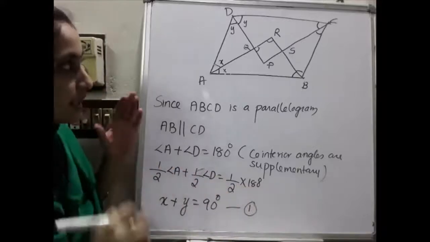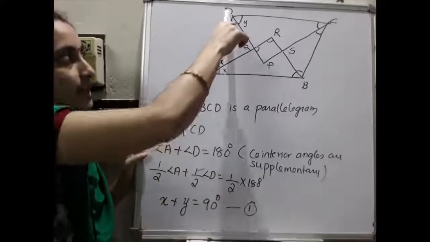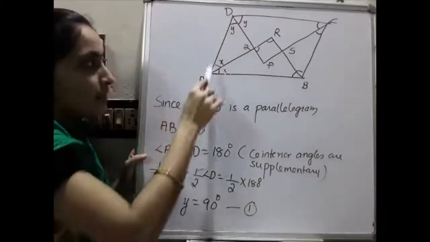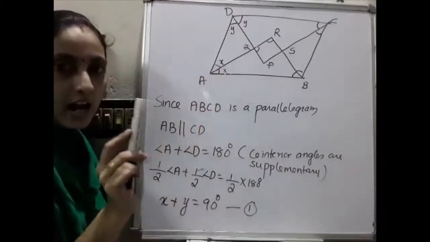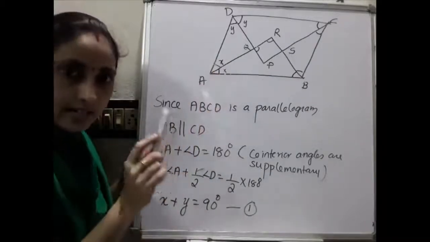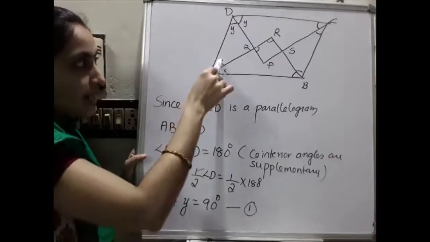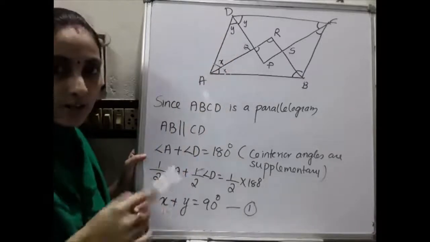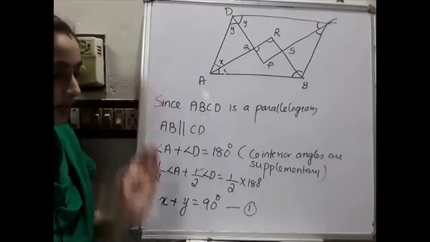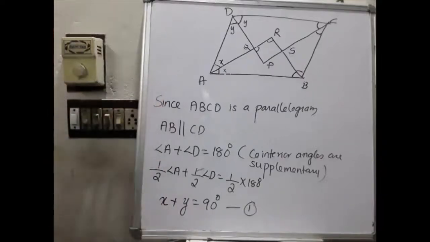So hope you clear up to this. What do you think? It is a parallelogram, so angle A plus angle D is equal to 180 degrees. We are taking the half on both sides. Why are we taking half on both sides? Because it is an angle bisector. So you can take the half, no problem at all. So you can write X plus Y is equal to 180 by 2, that is equal to 90 degrees, equation number 1. So please draw the figure and write down up to this. Please write down first.